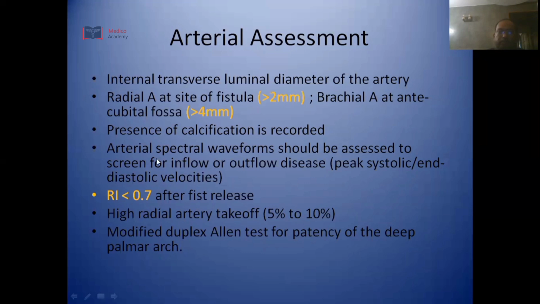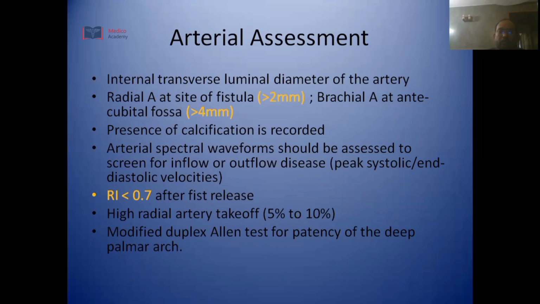Arterial spectral waveform should be assessed to screen for inflow and outflow diseases. The resistive index should be less than 0.7 after the first release. That is, whenever we put a tourniquet and release the tourniquet, it should be less than 0.7. High radial artery takeoff is generally seen in 5 to 10% of the cases. We should be aware of this anatomical variation.